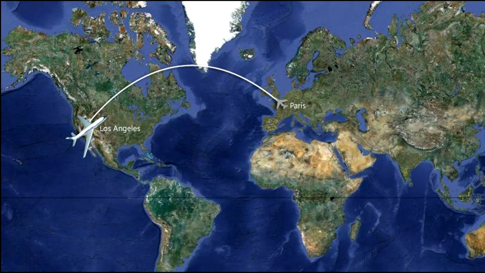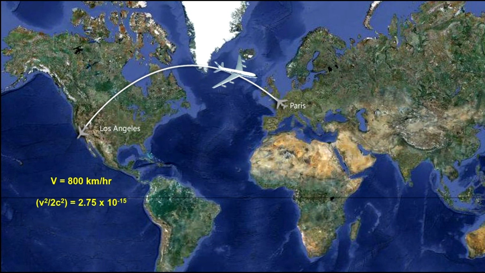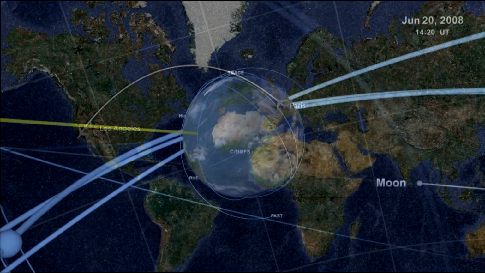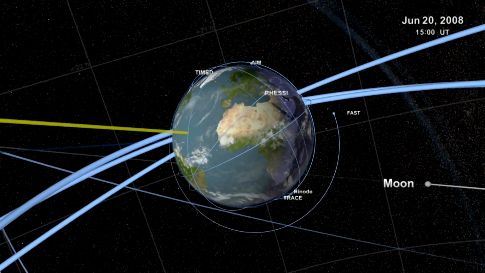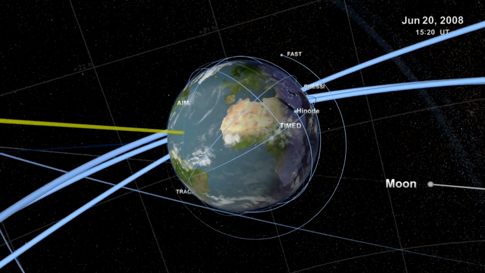If I were on a 10-hour flight from LA to Paris, traveling at 800 kilometers per hour, I would lose just under a nanosecond. Way too small to notice. But for faster moving spacecraft, it can be quite significant and critically important.